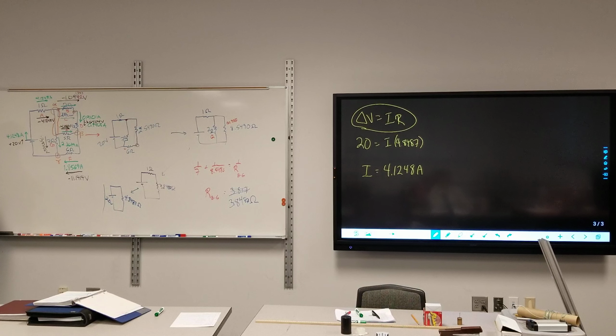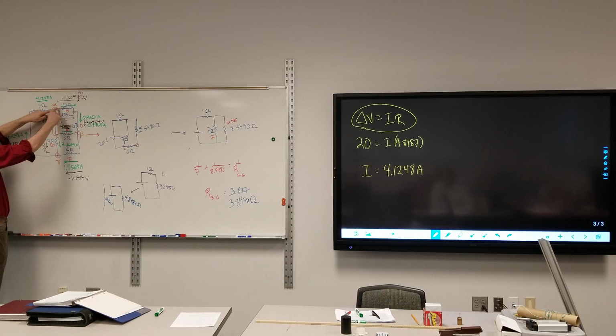So what resistance are we using? That's a 2 ohm resistor and a 3 ohm resistor. Yeah. Did I misunderstand the question? Are we using 2 plus 3, or are we separately finding the current right now? Yeah, we're finding the current right now.